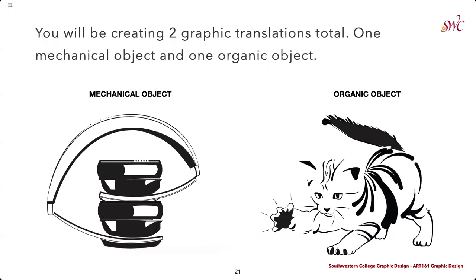You're going to be creating 2 different graphic translations in total based off of your sketches. So you're going to choose one of your sketches, and you may end up combining different elements of your sketches, and that's totally fine. This is all a process. But eventually you're going to create one graphic translation for a mechanical object and one graphic translation for your organic object.